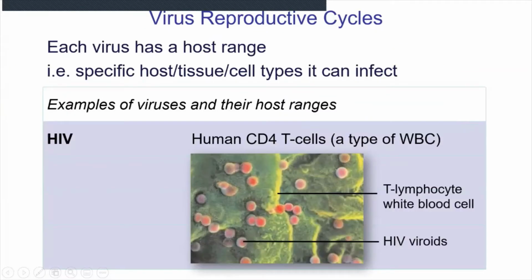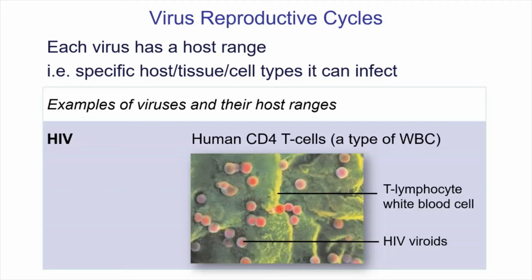So I want to talk a little bit about how viruses do what they do. One thing that's worth mentioning is that all viruses have what we call a host range. So what kind of host it will infect. So host can mean two things. It can mean the type of organism and the species. It can also mean the type of tissue.